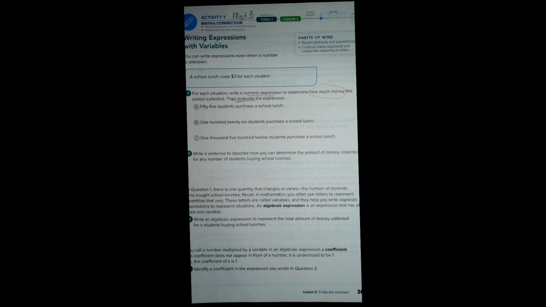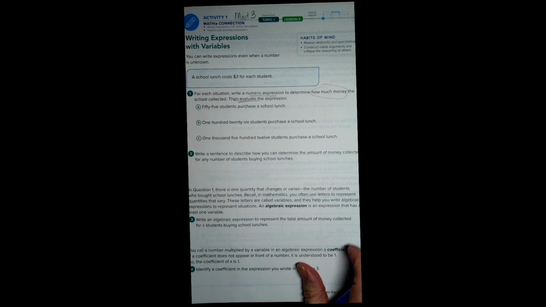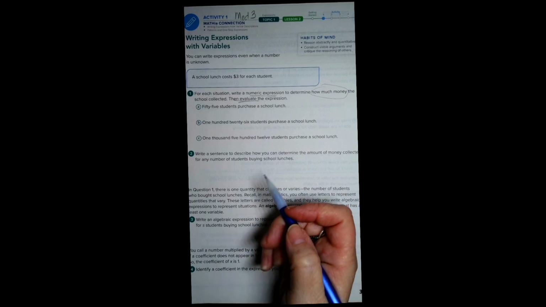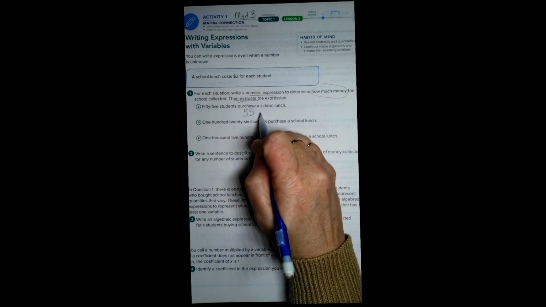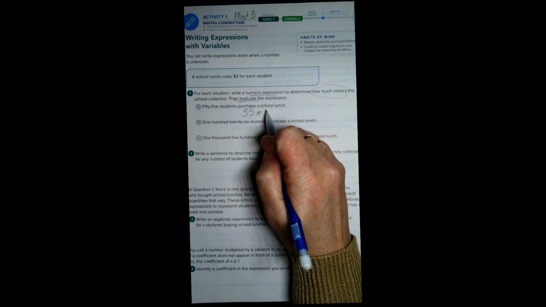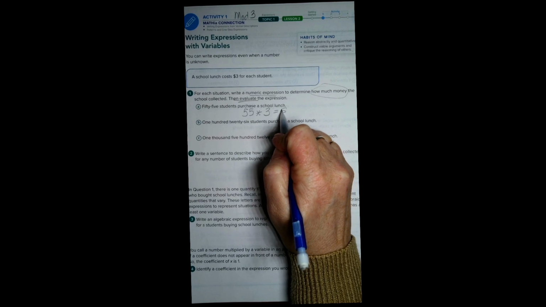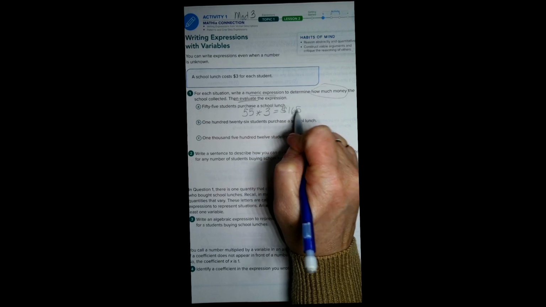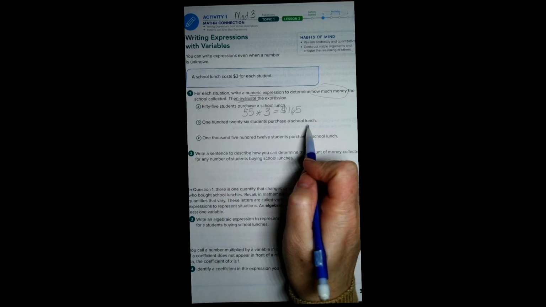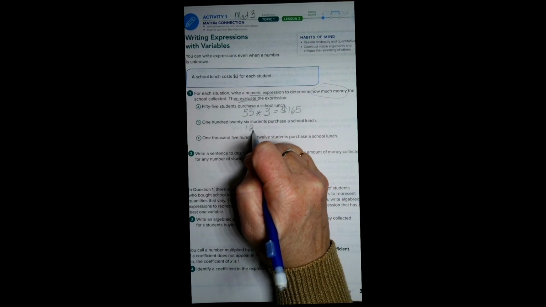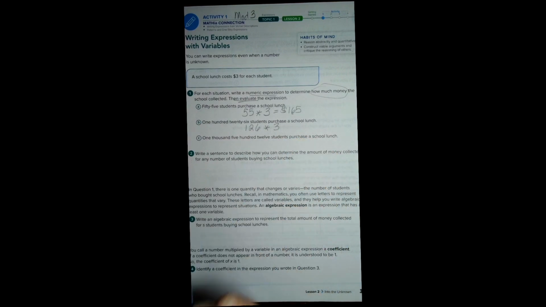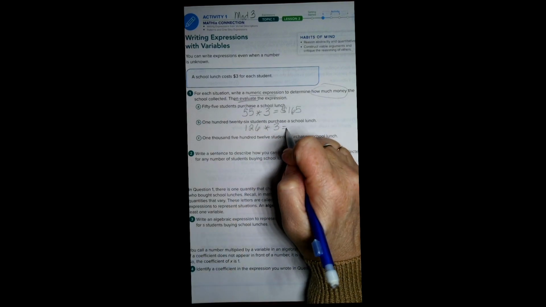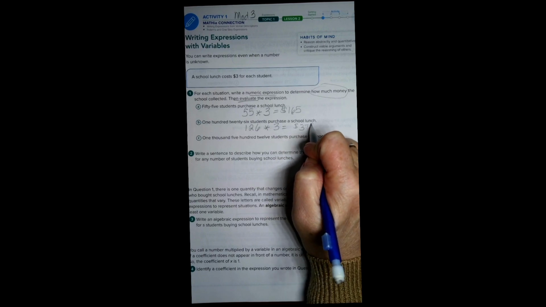Okay, so it tells us 55 students purchase a school lunch, and we know the school lunch costs $3. So if 55 students purchase it, and they each pay $3, we're going to do 55 times 3 for a total of $165. 126 students purchase the lunch. So we're going to do 126 times 3, which is equal to $378.